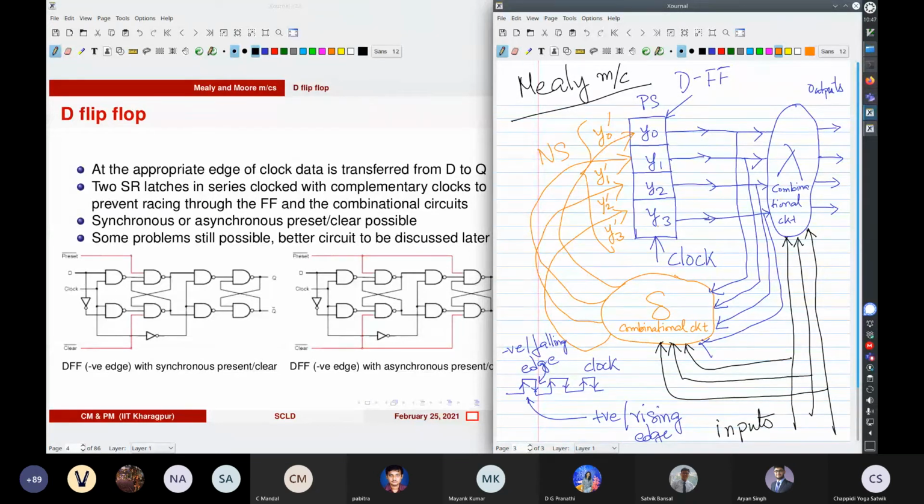So as you can see, your finite state machine has combinational circuits to compute the output function and the next state function, and it also has state variables to store the present state. In case of a Mealy machine, the output depends on the present state and also on the inputs.